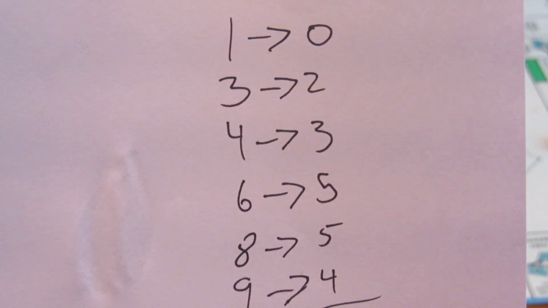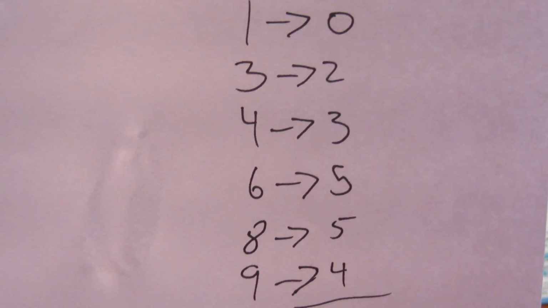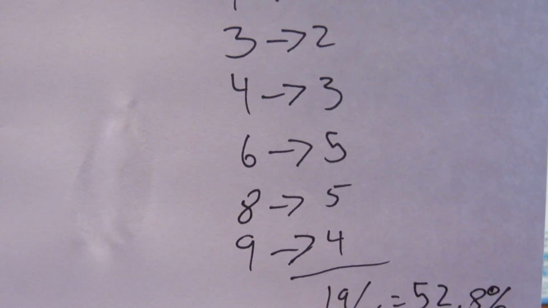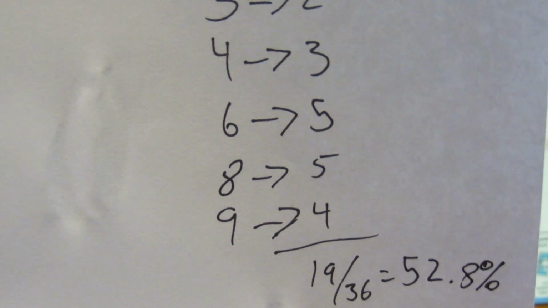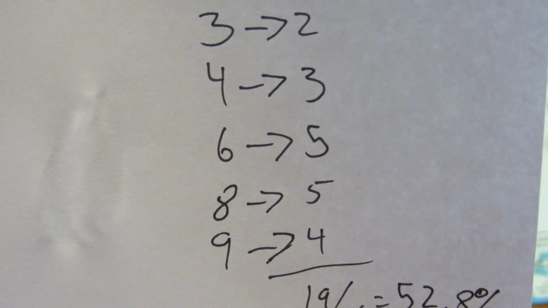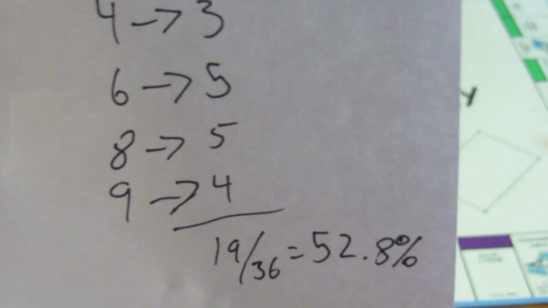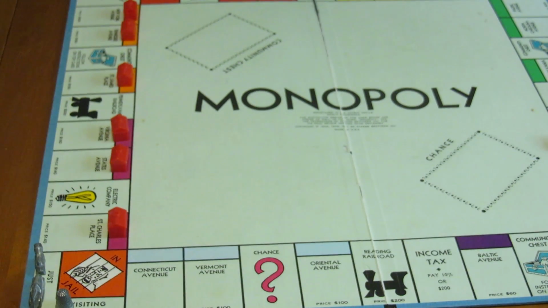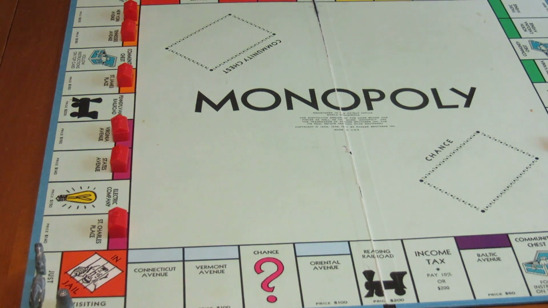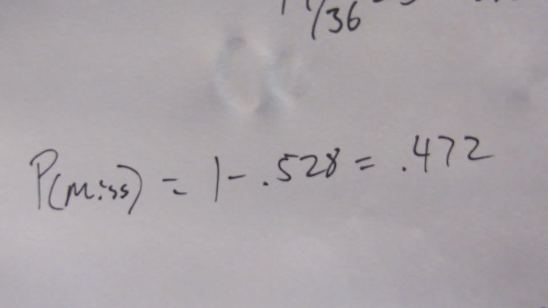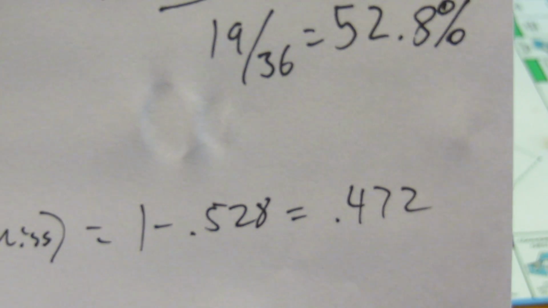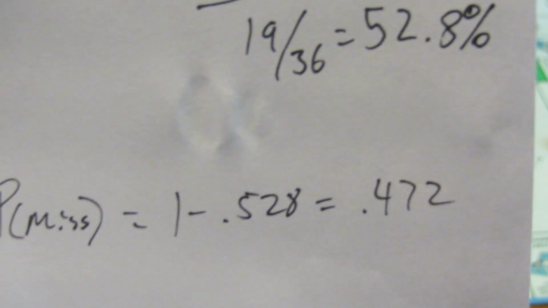So if we look at the probability of them hitting one of your properties, it looks like this. They won't roll a 1, but 2 out of 36 times will roll a 3, 3 out of 36, 5 out of 36, 5 out of 36, and 4 out of 36. You sum those up. 2 plus 3 is 5, plus 5 is 10, plus 5 is 15, plus 4 is 19 out of 36. So 52.8% of the time, someone will roll something that ends up hitting your property. Which also means that the probability of them missing your property is 1 minus 52.8%, which means 47.2% of the time they will miss your property.